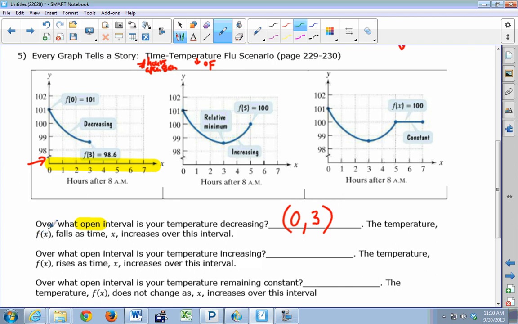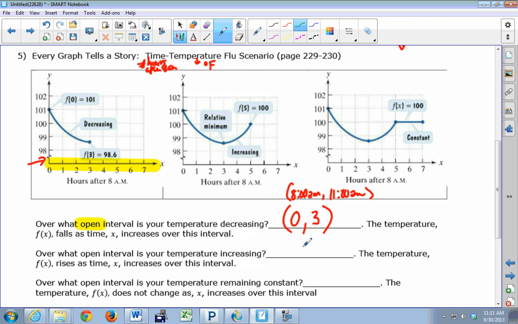So the temperature, which we call f of x, is actually falling over all of these time values between 8 o'clock a.m. and 11 o'clock a.m. Okay, so between those two times, your temperature is falling. So that's called a decreasing interval. Okay? Over what open interval is your temperature increasing? Can someone help me with that? Over what open interval would my temperature be increasing? Where my temperature is actually now starting to rise over this particular time interval.